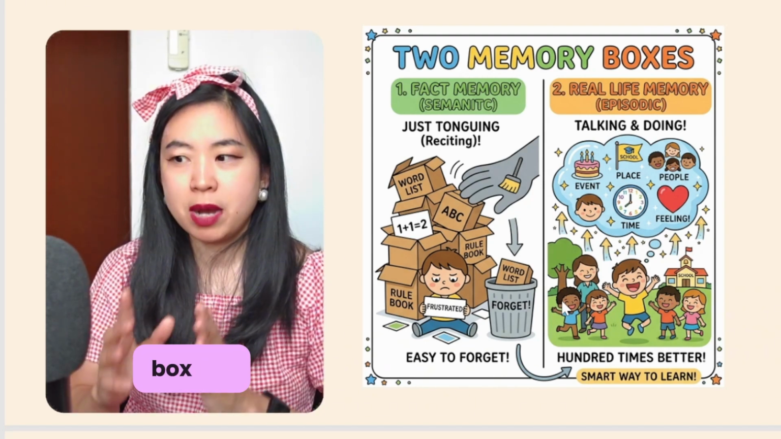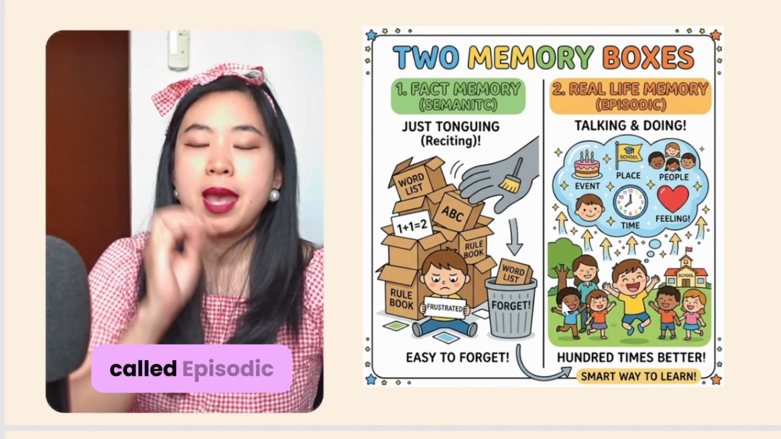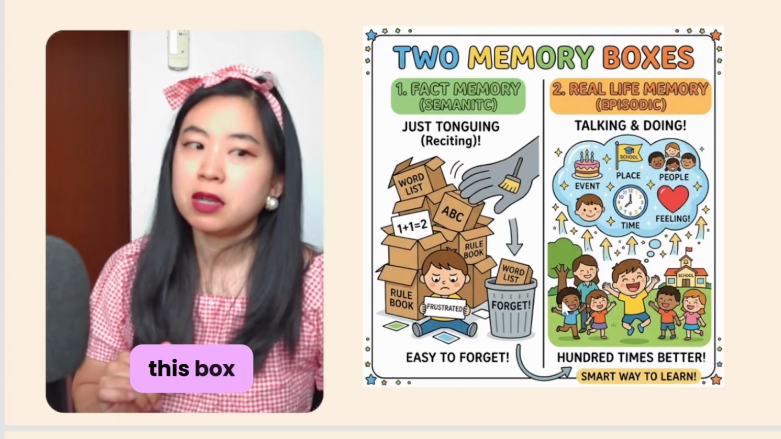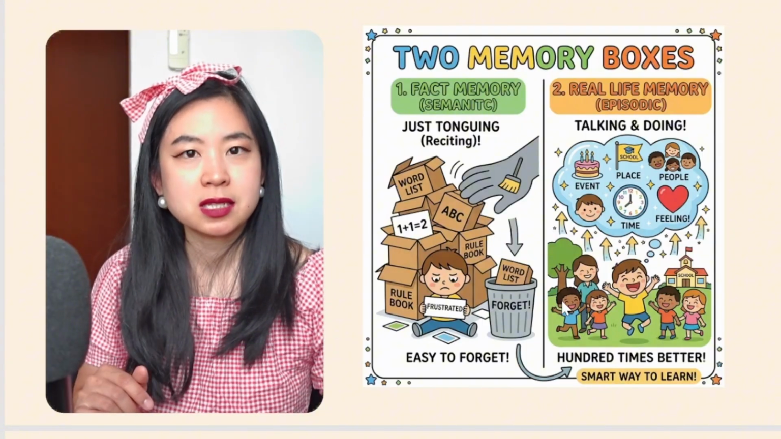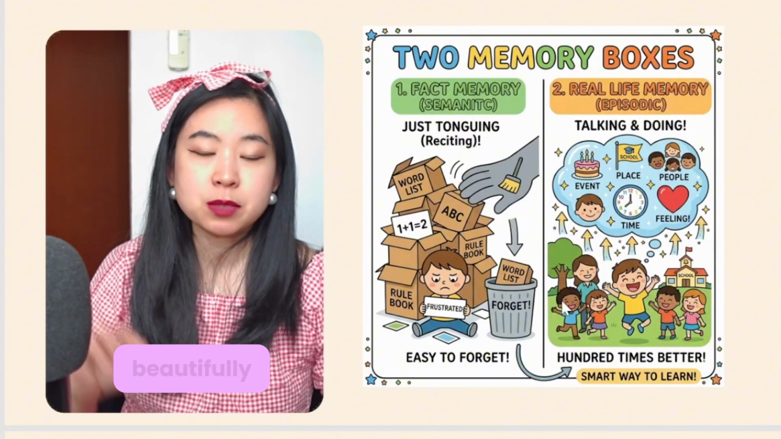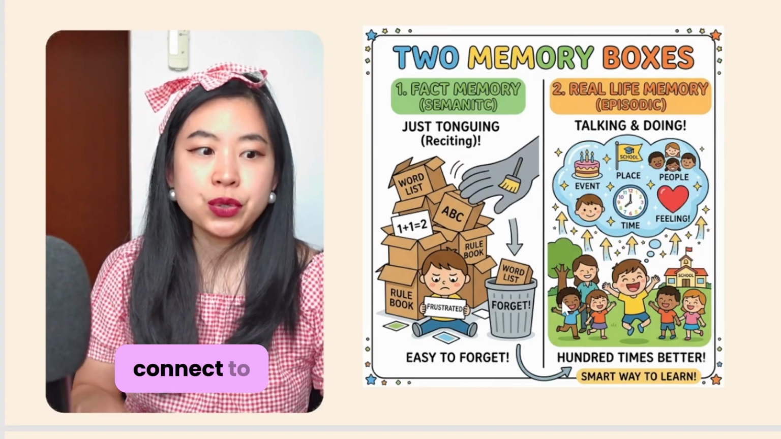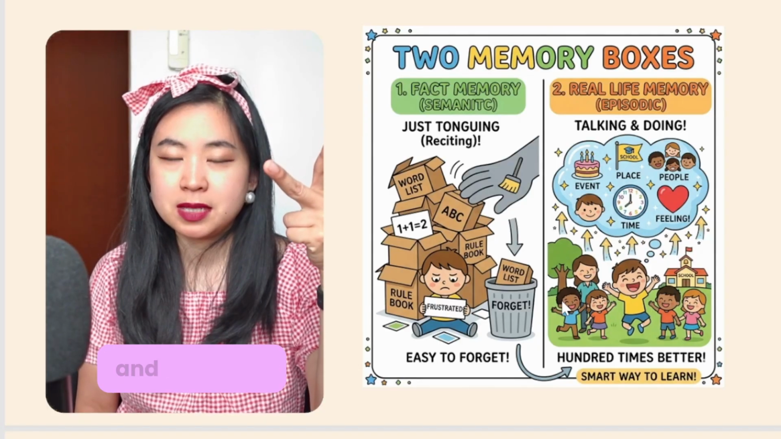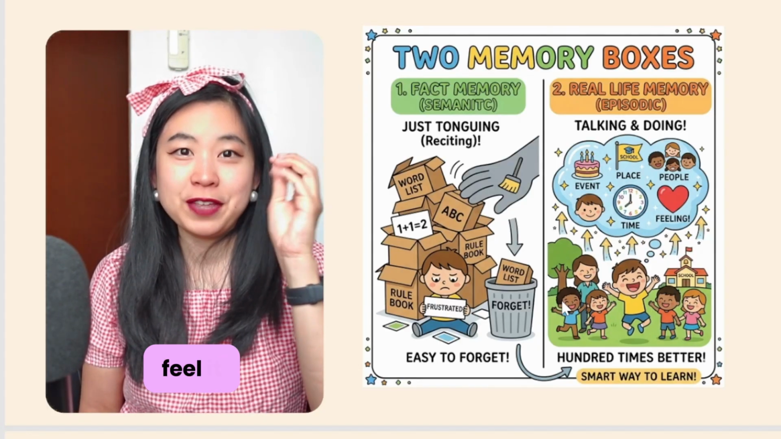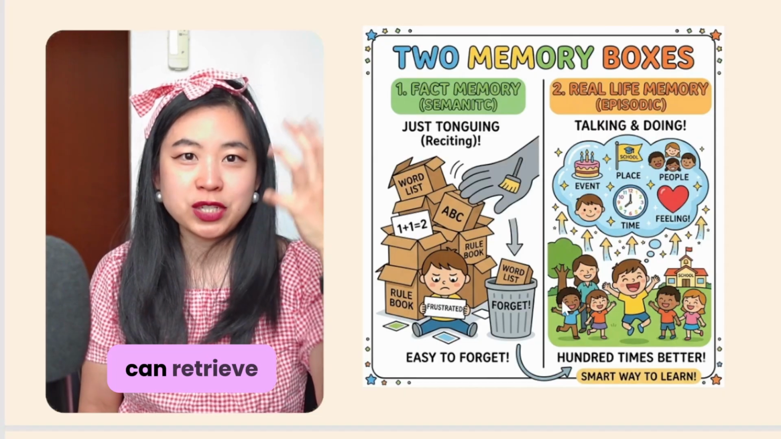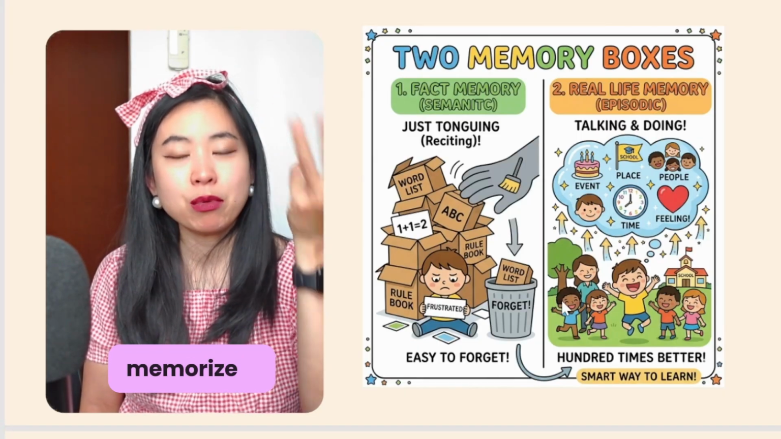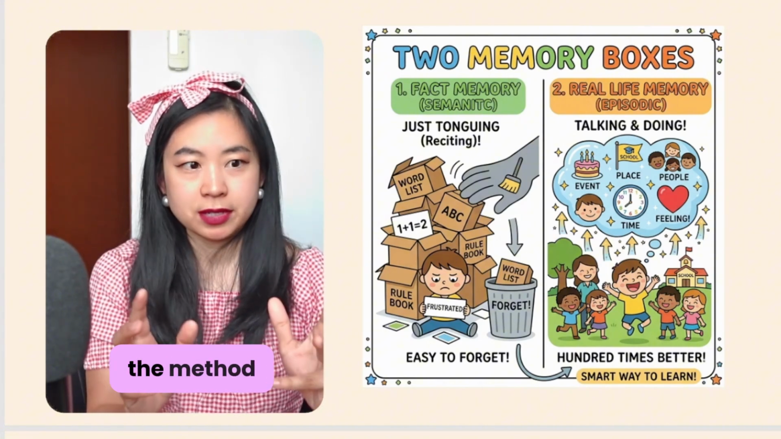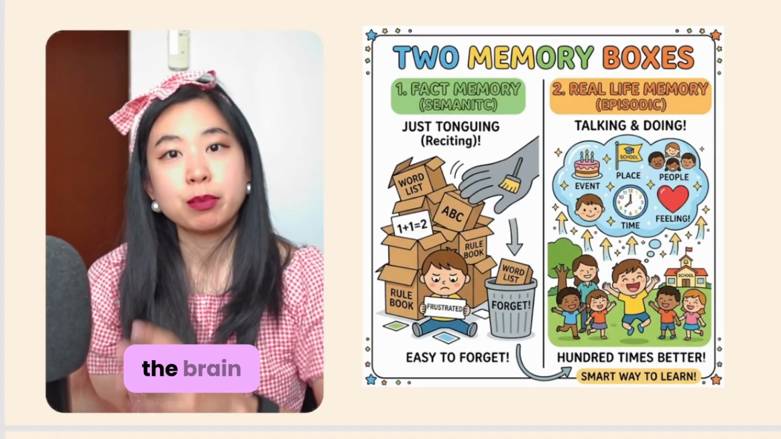But box number 2 is called episodic memory, or the experience box. This box stores your personal experiences. Your brain remembers things beautifully when they connect to real-life stories, places, times, and emotions. If you feel it, then you can retrieve it. You can memorize it. Here's the secret. Context-based learning is the method, and episodic memory is the brain box.